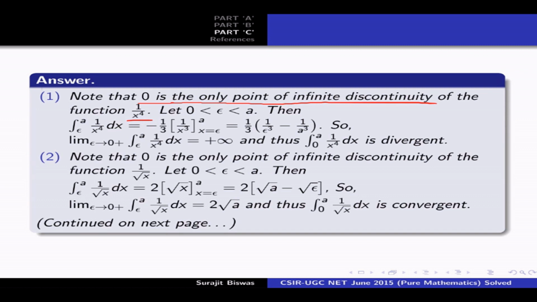So let 0 less than epsilon less than a. Then the integral from epsilon to a of 1 by x to the power 4 dx equals, we can compute it explicitly, and we see that if we take epsilon to 0 plus, the quantity would be plus infinity. Thus the integral from 0 to a of 1 by x to the power 4 dx is divergent by definition.